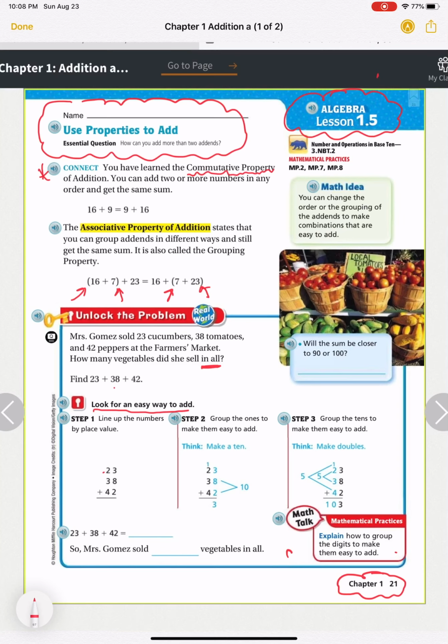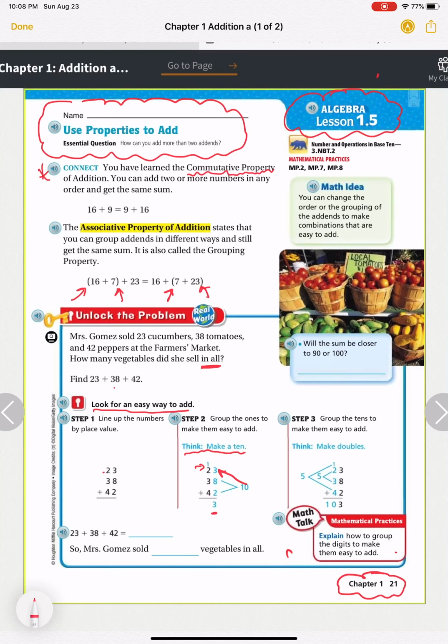Then it says step 2, group the ones to make them easy to add. So think about making tens. That's a tip right there. They chose 8 plus 2. 8 plus 2 is 10, and then that makes it easy to add the 10 plus 3 is 13. They put the 3 on the bottom, and they carried the 1.